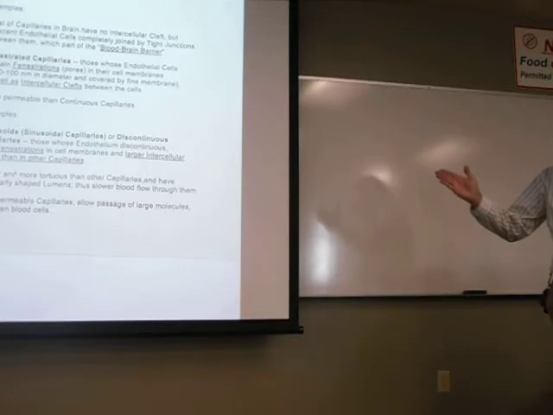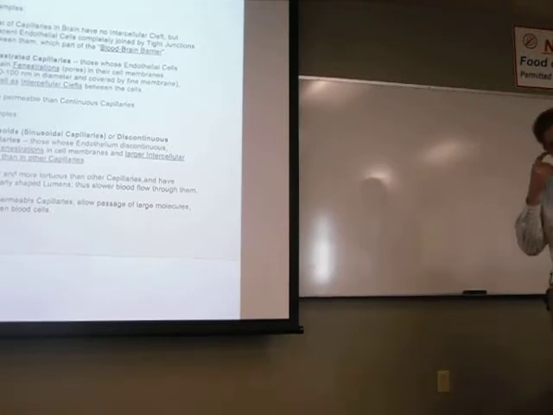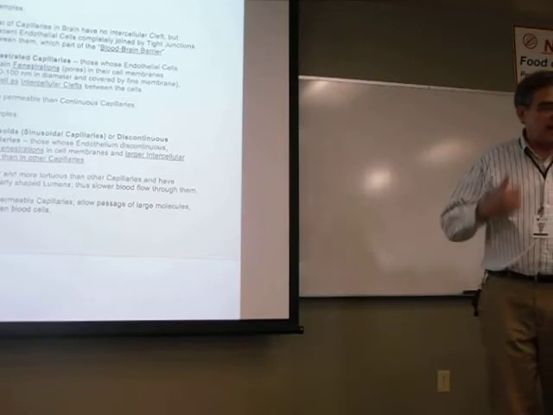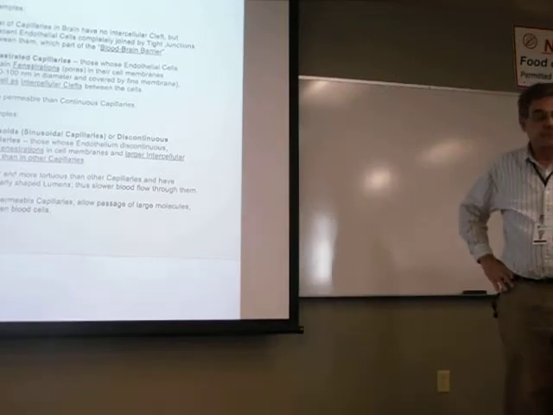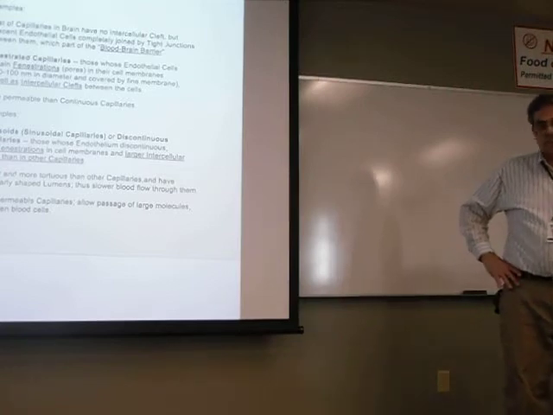And then the most permeable of all, these capillaries are called discontinuous, sinusoidal, or sinusoids. So permeable, in fact, that red blood cells and large molecules can cross the wall. Again, we see these in the liver, in the spleen, and in some of our endocrine organs, like the anterior pituitary, which is connected to the brain, and the parathyroid, also endocrine organs.